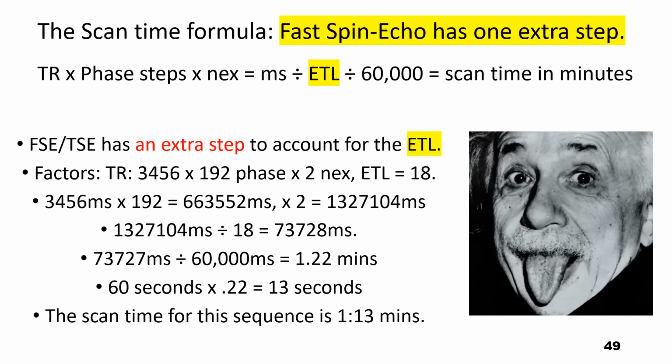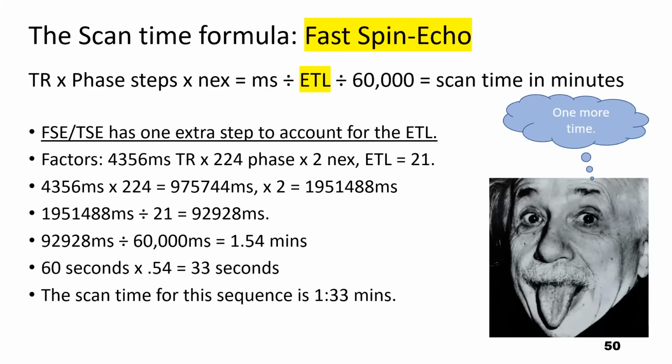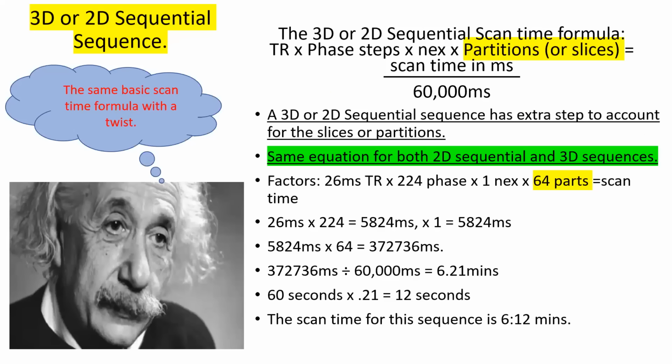So that's your fast spin echo scan time formula. TR times phase times nex equals milliseconds. Divide that by your echo train, divide that by 60,000, and you're going to come up with your scan time in minutes. Now, I just skipped that one real quick for time.